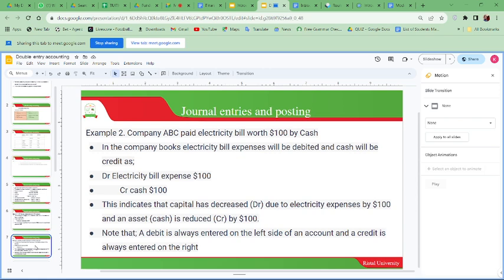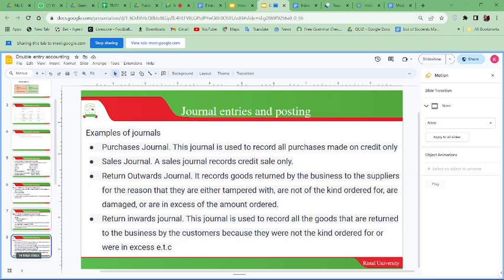So this note, we looked at it, which says a debit is always entered on the left side of an account and a credit is always entered on the right hand of an account. So we have examples of journals. One, we have purchases journals. This journal is used to record all purchases made on credit only.